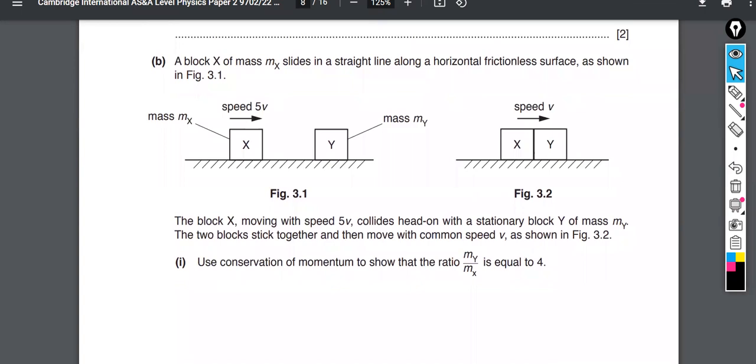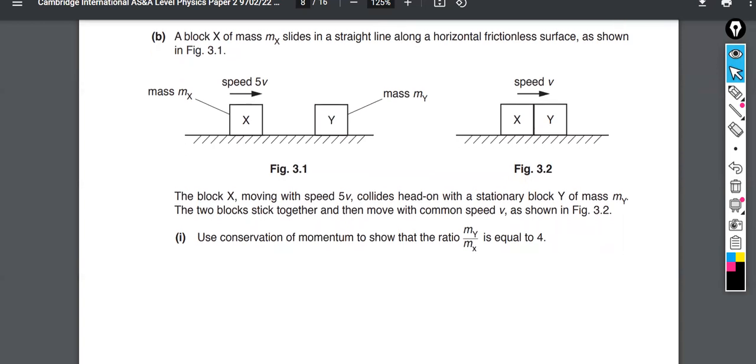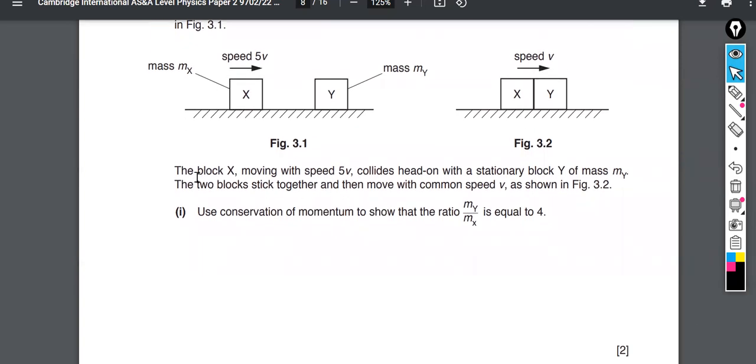All right, so we've got a block X of mass m sub x that slides in a straight line along a horizontal frictionless surface as shown. It says the block X moving with speed 5v collides head-on with the stationary block Y of mass m sub y. The two blocks stick together and then move with a common speed v as shown. Use conservation of momentum to show that the ratio m sub y to m sub x is equal to 4. Well, they pretty much tell us how to do it, so it shouldn't be too hard at all.